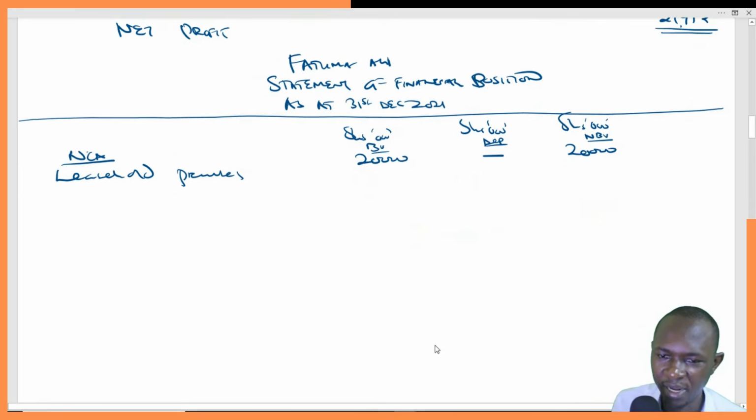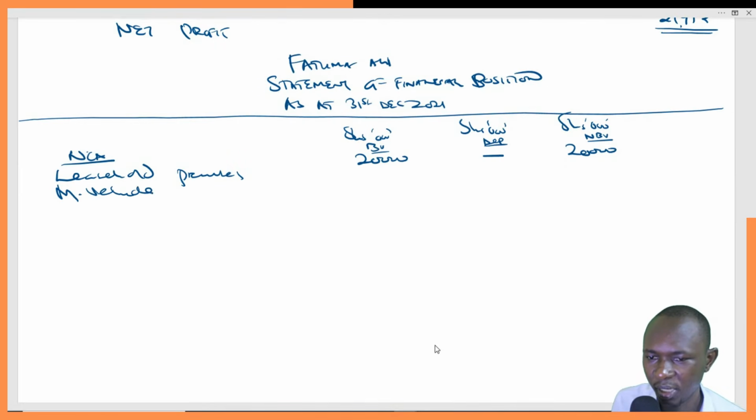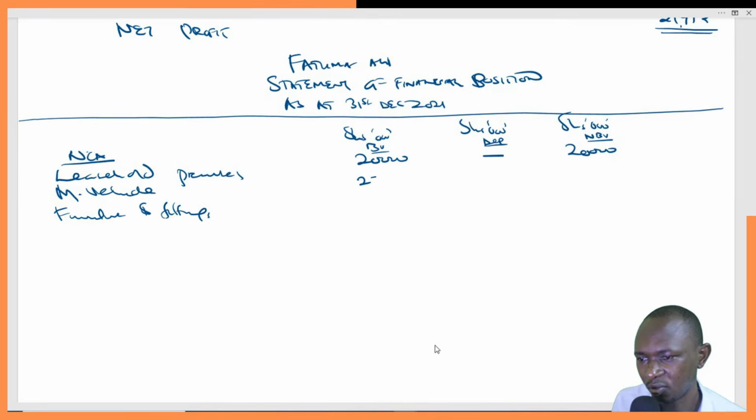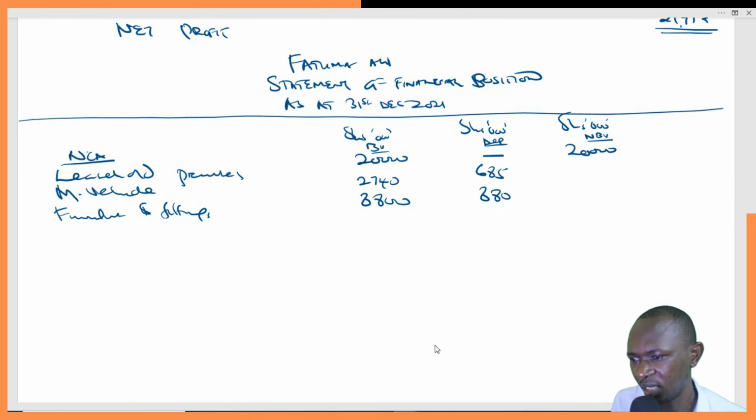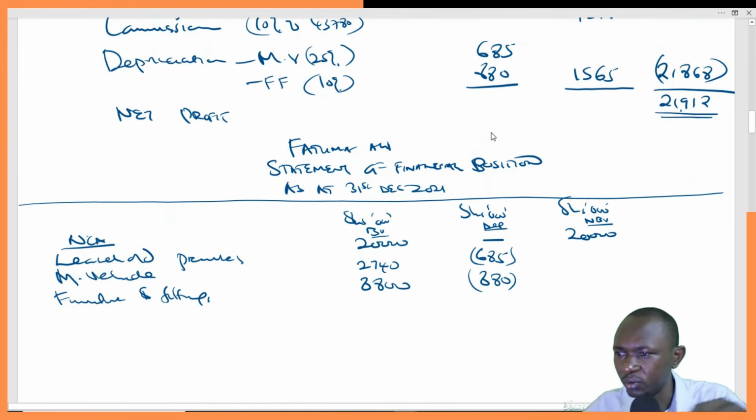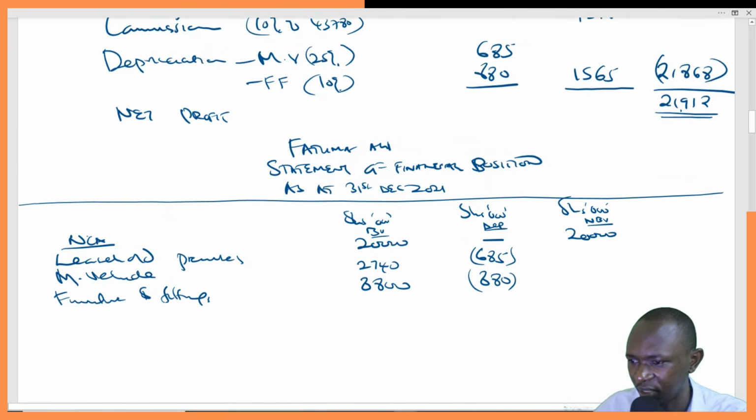Then we had the motor vehicle and furniture and fittings. I still remember the figures. I think this one was 2740, and this one was 8,800. Then this one depreciated by 685 and this one by 880. Let's just confirm this information before we continue. Yeah, motor vehicle 685 and furniture 880.